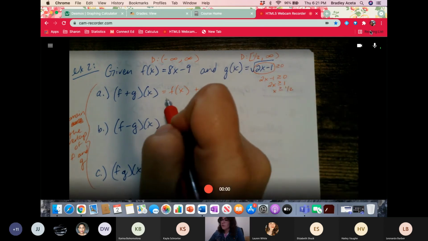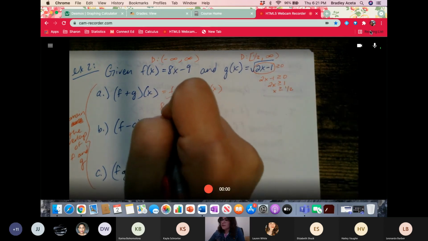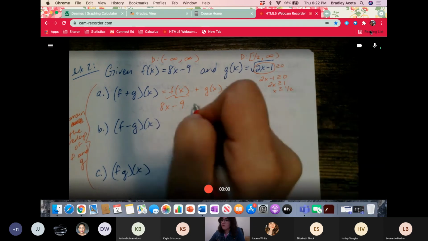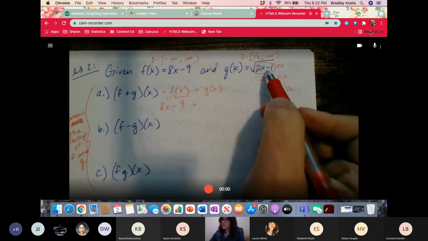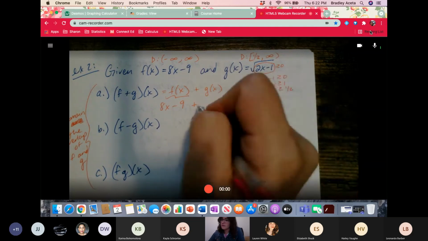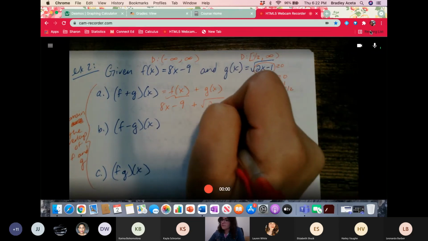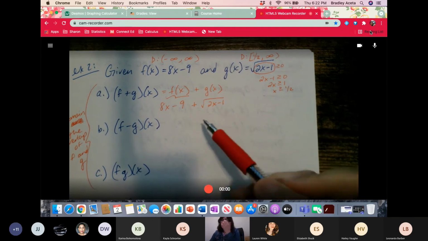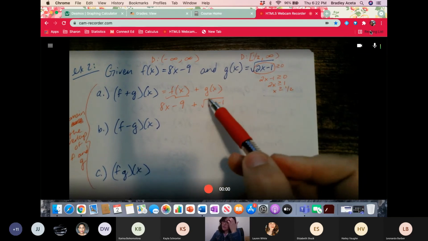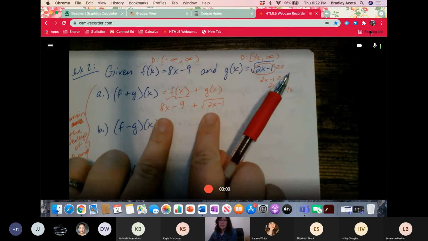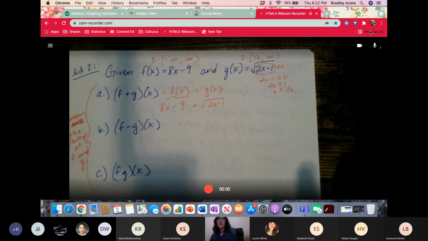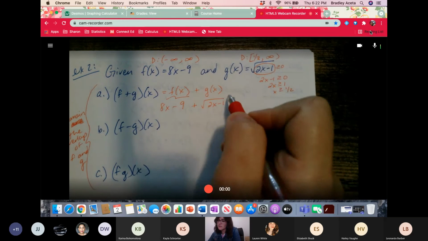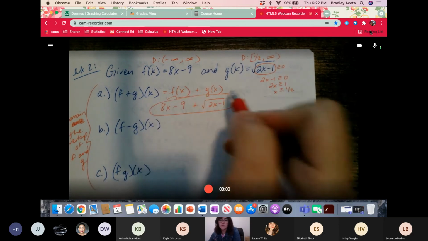So take your f of x, 8x minus 9, and you're going to add it to this g of x. Now, if this didn't have the square root symbol, you could just add the 8x and the 2x and call it 10x and combine like terms, but there's no like terms to combine. So this is really your answer.